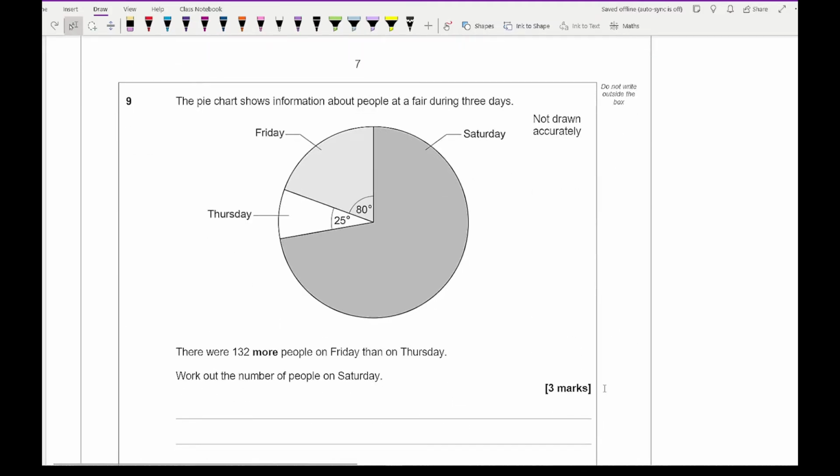Moving on to question 9, it says the pie chart shows information about people at a fair during 3 days.